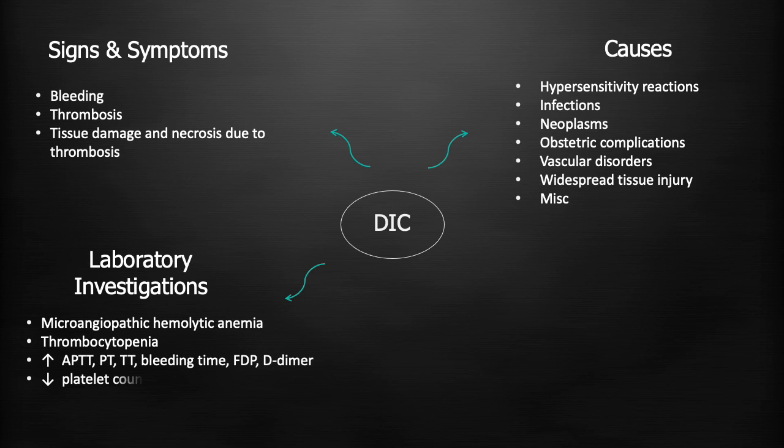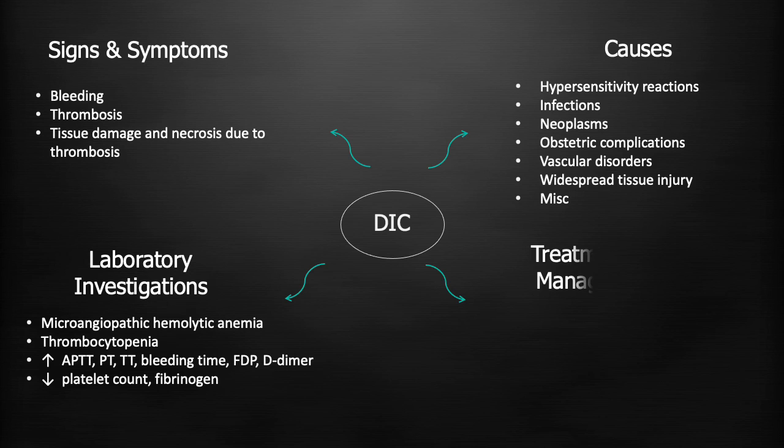And how do we investigate DIC in the laboratory? There will be microangiopathic hemolytic anemia and thrombocytopenia that can be seen in the full blood count. There will be an increase of APTT, PT, TT, bleeding time, FDP, as well as the D-dimer, but a decrease in the platelet count and the fibrinogen.